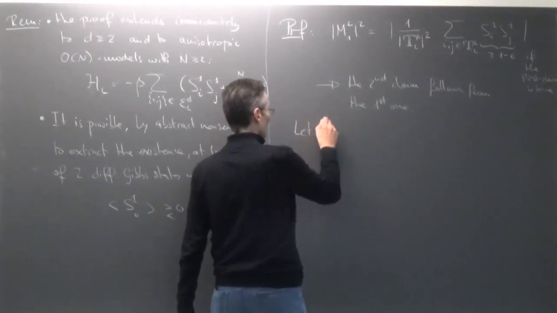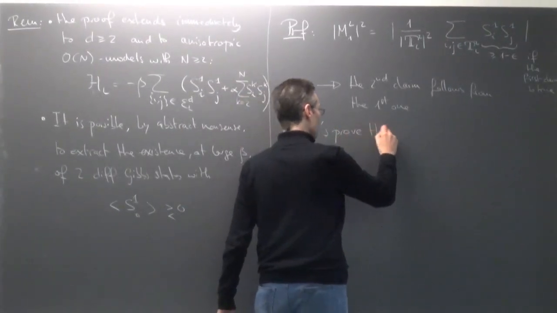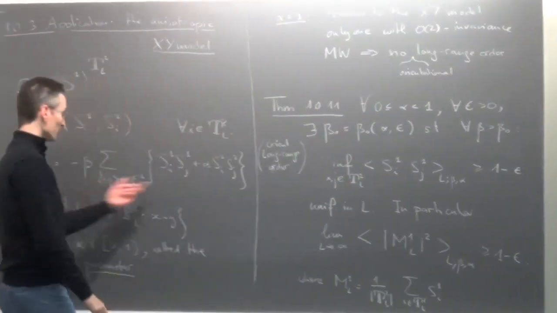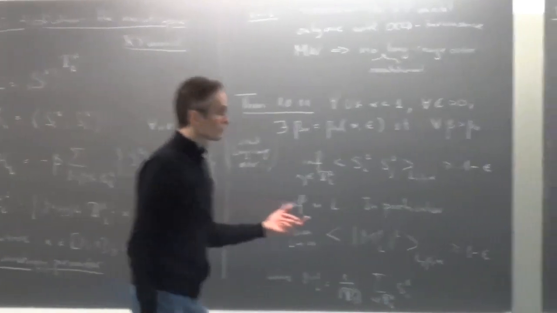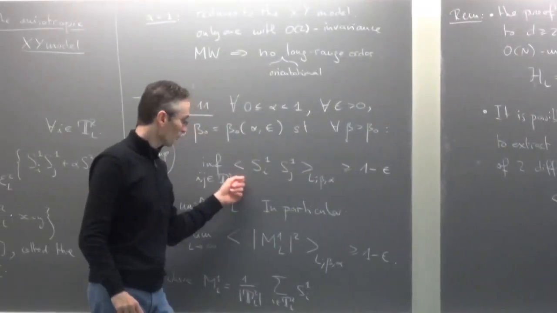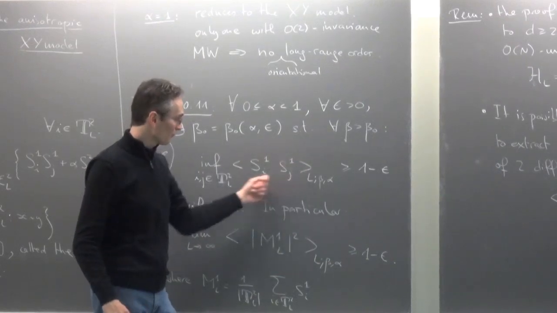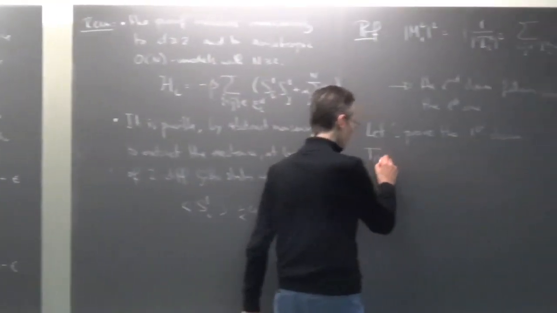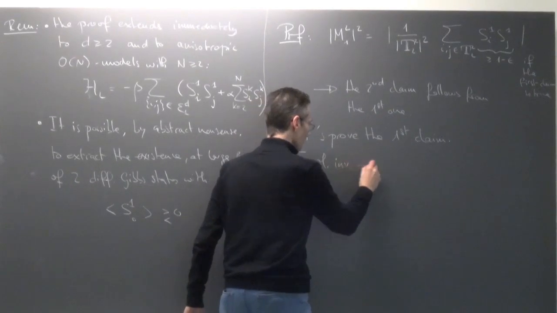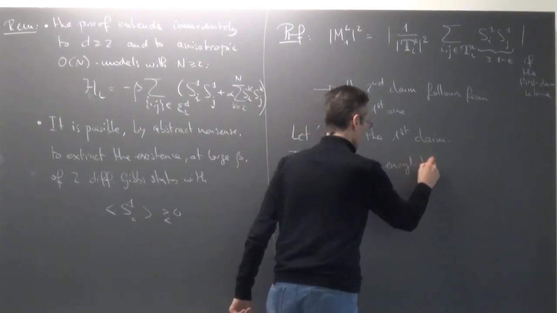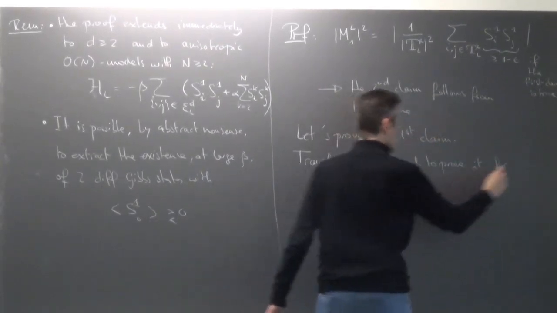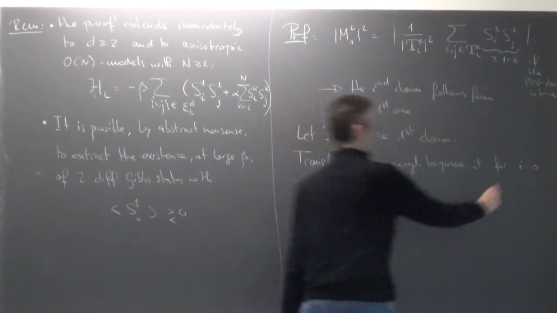Let's prove it. So first remark, we are on a torus, and the Hamiltonian, the way it's written here, is translation invariant. So it's enough for me to control not these two-point functions for arbitrary i and j, but it's enough if I do it for i equal to 0. So translation invariance implies that it's enough to prove this claim for i equals 0. And that's what I will do.